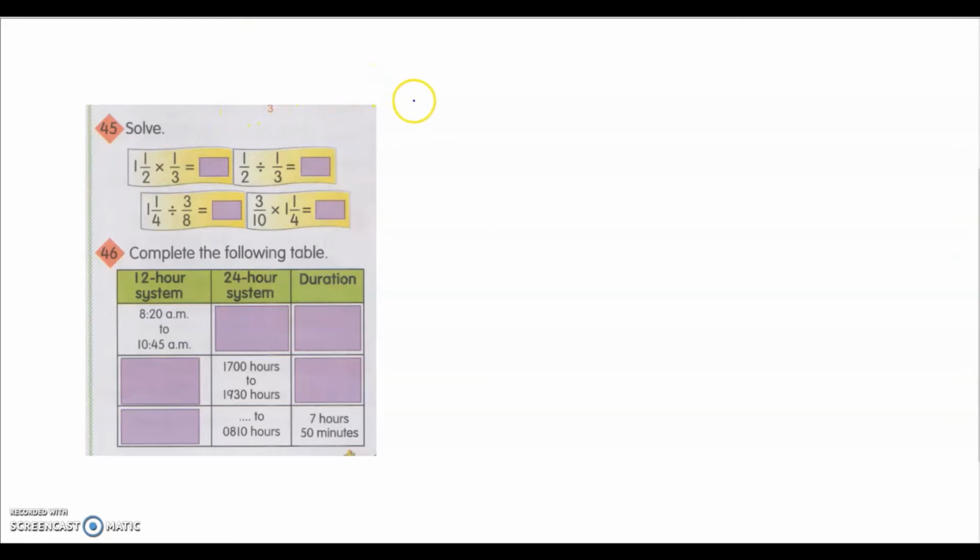We need to solve. Now, this is a mixed number. Can you see the round number beside it? Okay, this is a mixed number. Every time we see a mixed number here, we can change it to an improper fraction first before we times. So how do we change to improper fraction? We times and then we plus. So we use the bottom number 2 times 1, you get 2, and then plus 1, you get 3. So it becomes 3 over 2, and then we times 1 over 3.